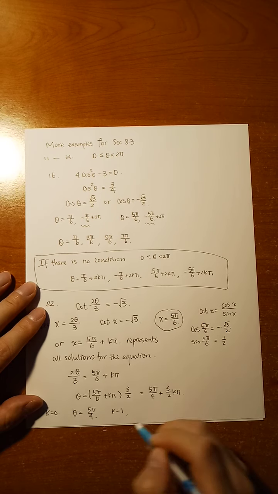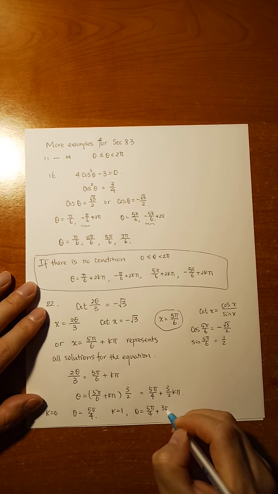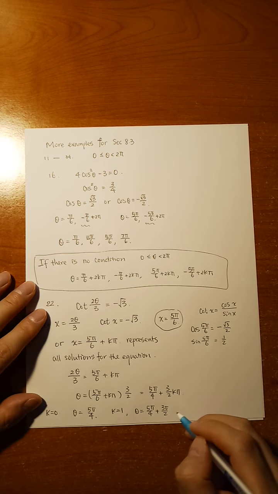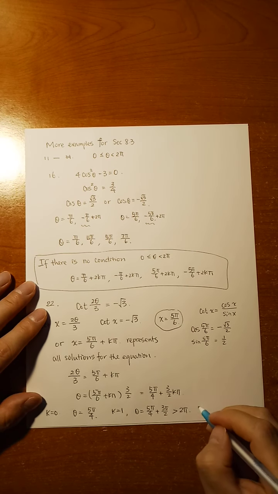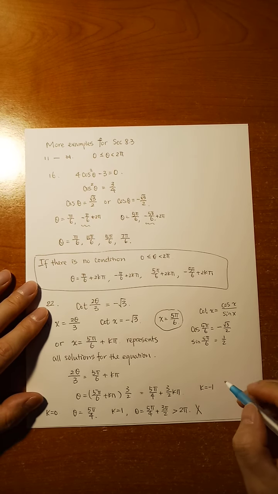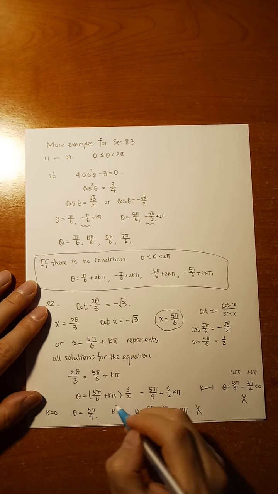If k is 1, theta is 5 pi over 4 plus 3 pi over 2. This value is greater than 2 pi, so no. And if k is negative 1, then theta is 5 pi over 4 minus 3 pi over 2. 5 pi over 4 is 1.25 pi, and 3 pi over 2 is 1.5 pi. The subtraction is less than 0. It's also not inside, so no. So there's only one solution.